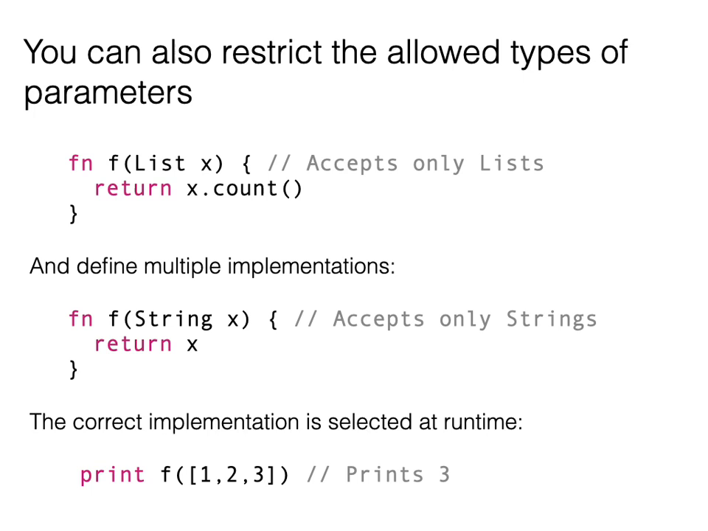Another valuable feature is that when we define functions, we can restrict the allowed types of parameters that it accepts. So here are some examples. We can define a function f that accepts a single list argument, and then when that executes, it's guaranteed to contain a list. We can define multiple versions of the function that accept different types. We could even define multiple versions of f that accept different numbers of parameters if we so wish. When we execute code that calls f, the correct implementation, in this case the list, is selected at runtime.